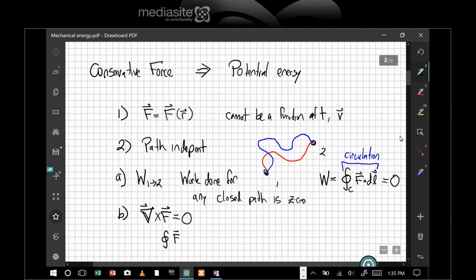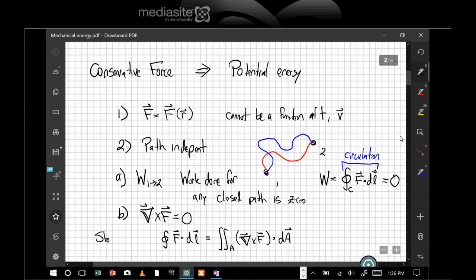What Stokes' Theorem says, from Calc 3, is that the circulation of a vector field is equal to an area integral, over an area, of the curl of the vector field dotted with dA, the surface element. That's Stokes' Theorem.